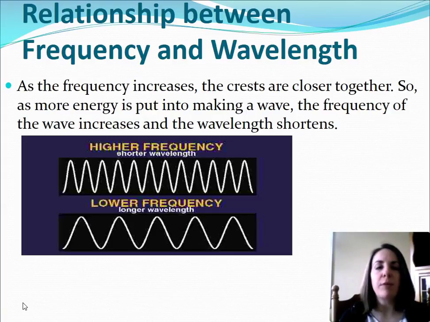So I just want to talk to you a little bit about the relationship between the frequency, the number of waves, and the wavelength, the distance between the waves. As the frequency increases, as the number of waves increases, the crests are actually closer together. So the more energy that a wave has, the closer those crests are together. The frequency of the wave increases, there are more waves, but the wavelength is shorter. Whereas with a lower frequency, we have longer wavelengths, so the distance between the crests is longer. There are fewer waves, and so there's less energy.